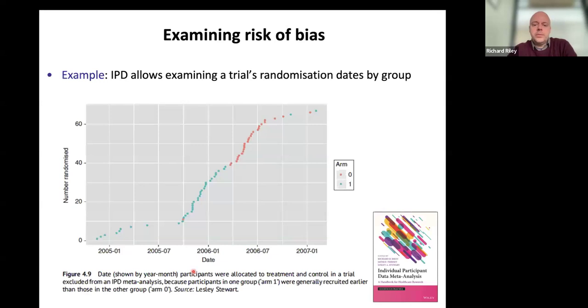Here's a real example from Figure 4.9 in our book. This is looking at the IPD in one trial. And what we were able to do once we got the IPD for this trial was to plot the randomization allocation. So what we can see is the number randomized on the y-axis against the date, and the blue is one group and the red is another group.